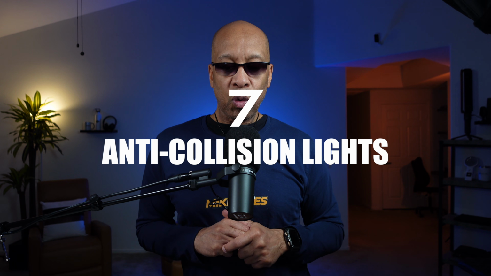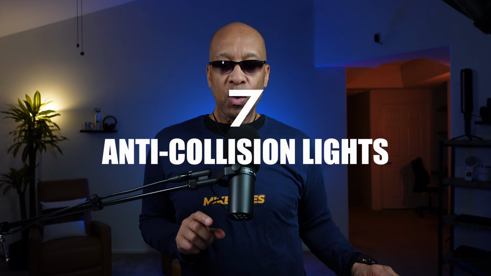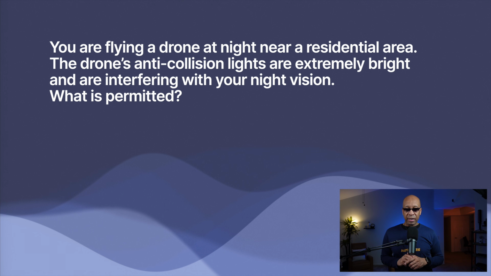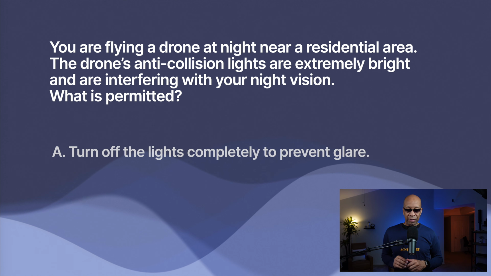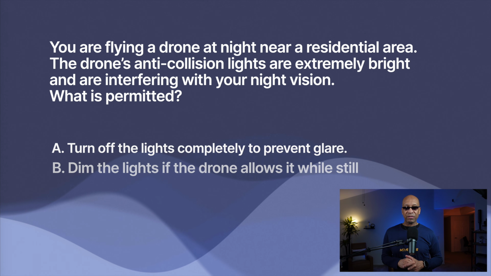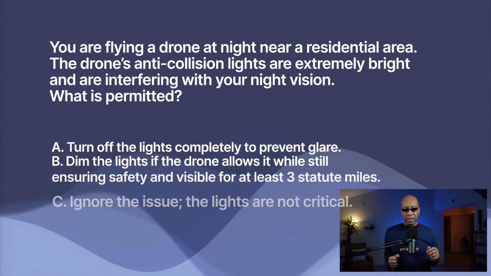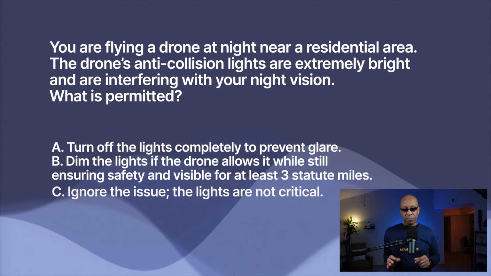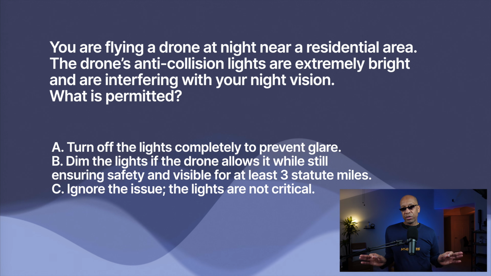Let's move to question number 7, which has to do with anti-collision lights when you're flying at night. Here is the question. You're flying at night and your anti-collision lights appear to be too bright. What can you do? Now, this would be a very tricky question if you haven't already read this and understood it before. Answer choices. A, turn them off. B, dim them if possible. Or C, ignore the issue.